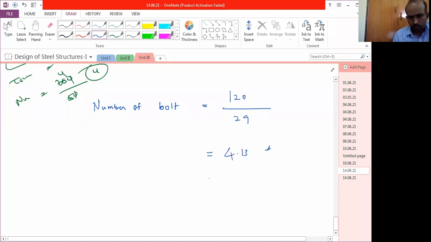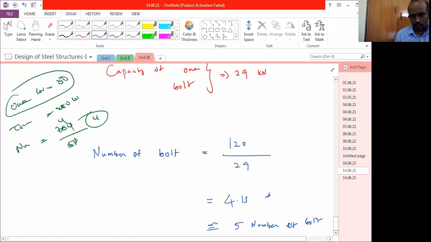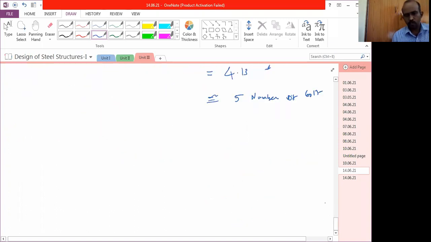We cannot put it as a fraction. Approximately, we can put 5 bolts. So what do you have to understand? In order to carry 120 kilonewton with a 16 mm diameter bolt of grade 4.6, 5 bolts are required.